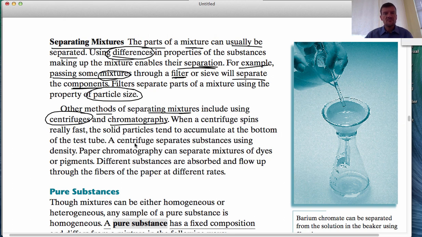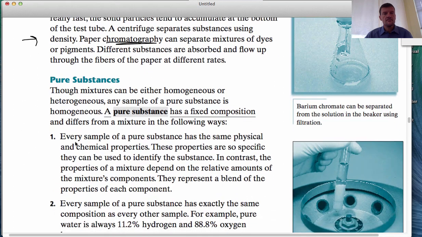Okay, it talks about the different methods of separation here. It talks about a centrifuge, and it talks about chromatography, so you can read about those right there. All right.